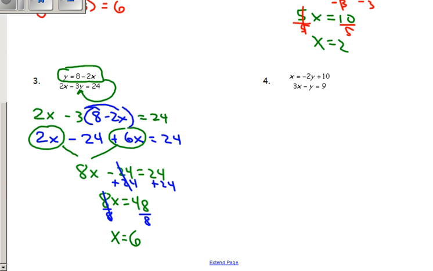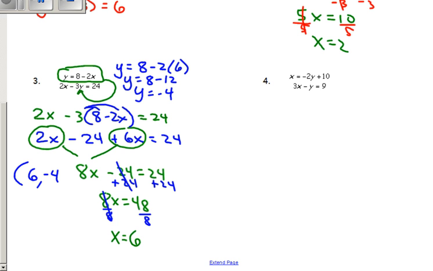Okay, I'm going to take that and plug it into my original equation. y equals 8 minus 2 times 6. y equals 8 minus 12. y equals negative 4. My final answer is going to be the point (6, negative 4).